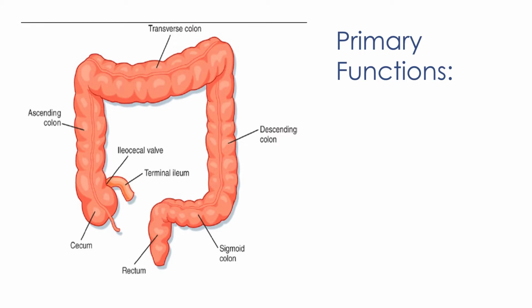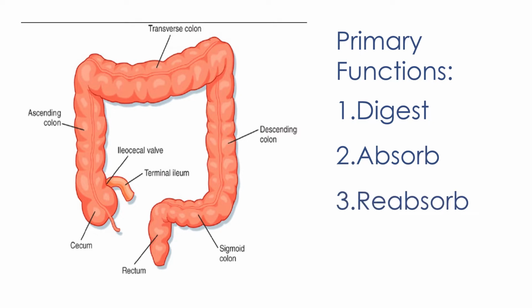So there are four primary functions of your large intestine. First, it is used to digest and absorb. Then it reabsorbs the remaining fluid that was used during the movement of the meal along the gastrointestinal tract, and then it stores the waste products of the meal until they can be conveniently eliminated from the body.